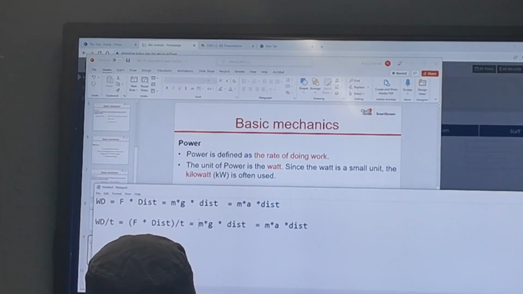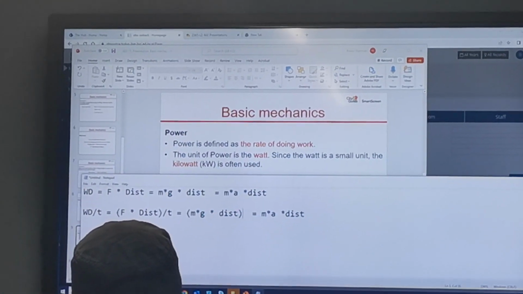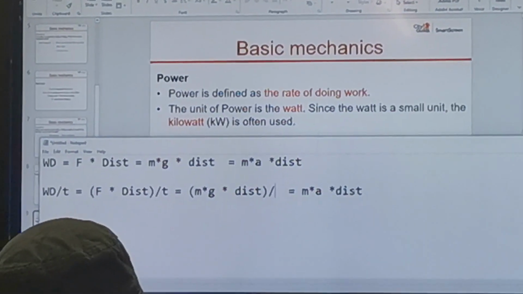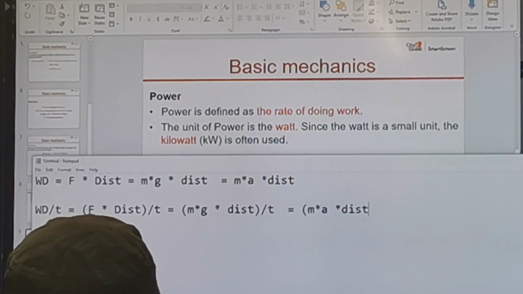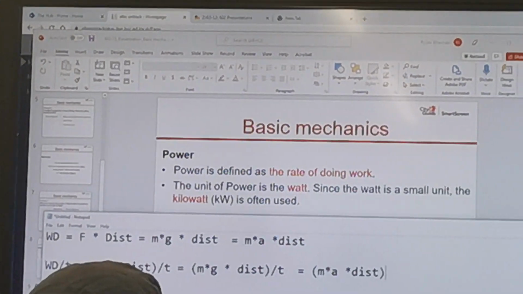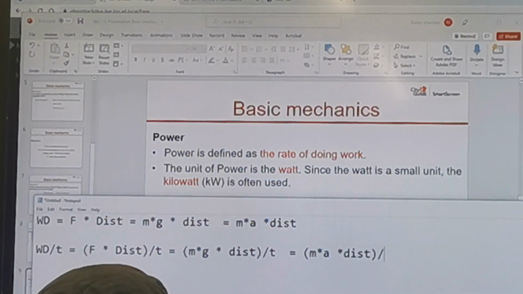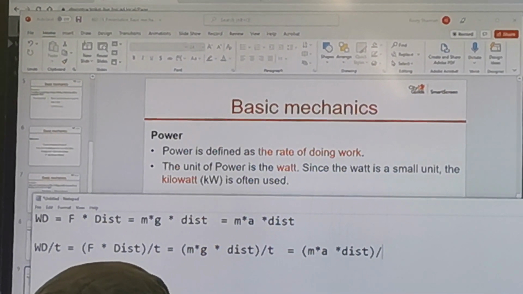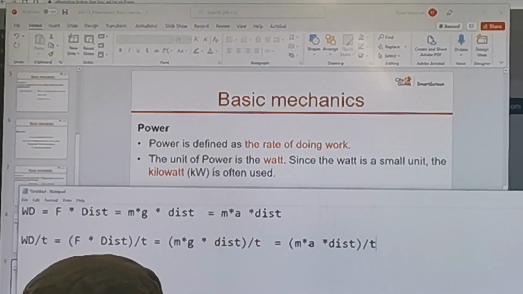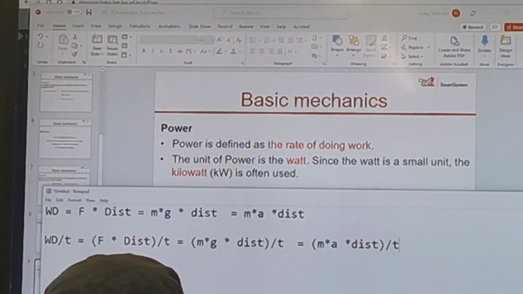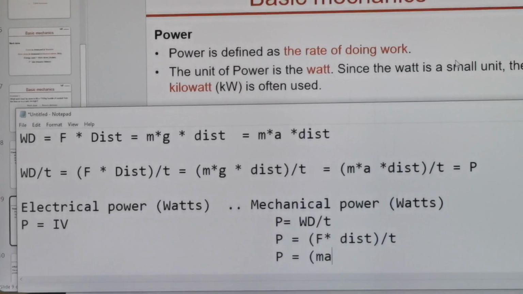Or mass times gravity times distance over time, or mass times acceleration times distance over time. What's the last one? What do I need to put there? T. Look at that pattern. Yeah, T. So work done is force times distance, mass times gravity times distance.